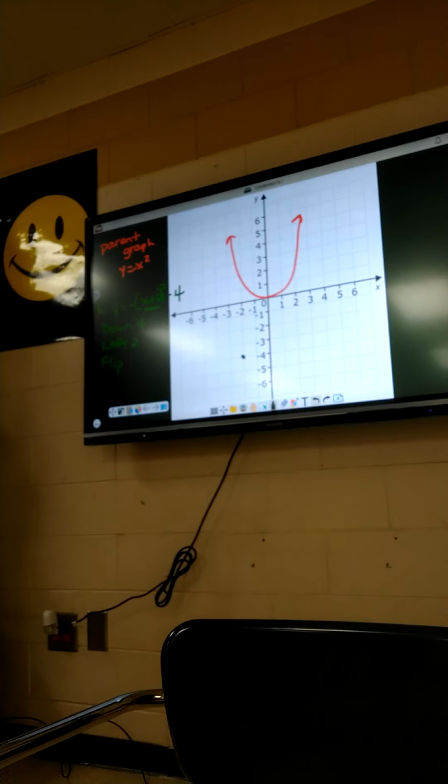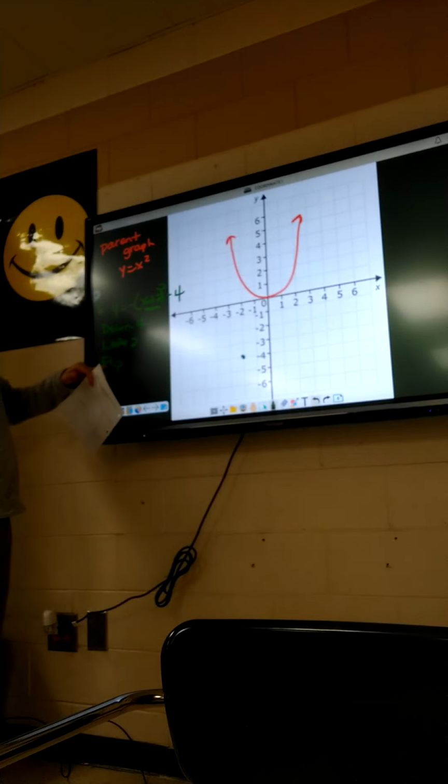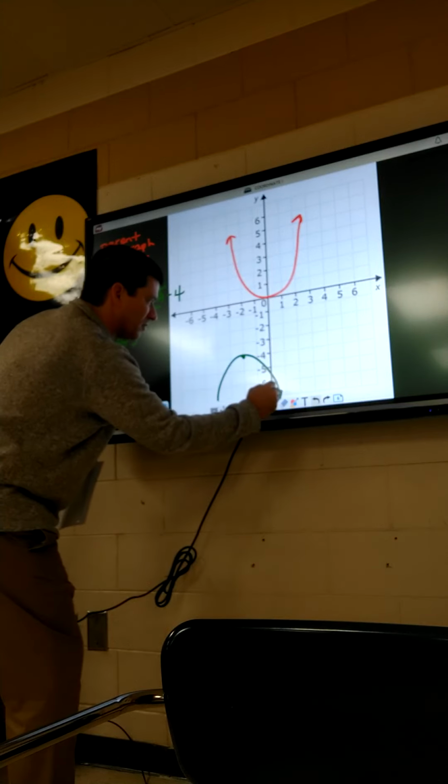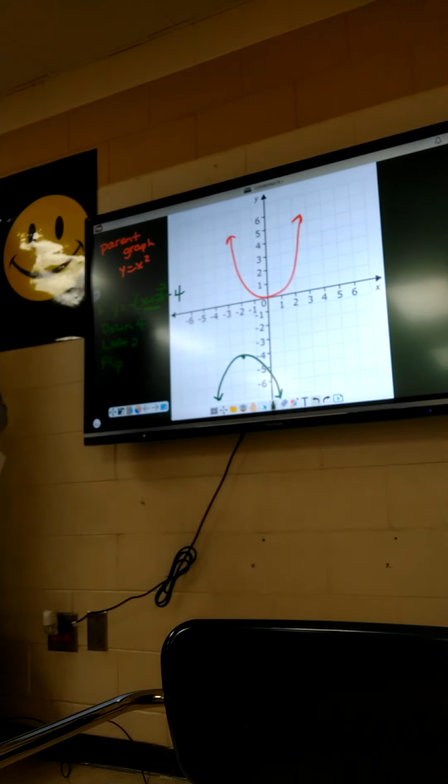So you don't do any math work? Nope, we're just doing it by the shortcuts. No math work. All right, now Weston, I got to flip it. So it's going to be the same shape. I'm just flipping it over. So this is just a shortcut way to graph these where we don't have to plug in points or anything.